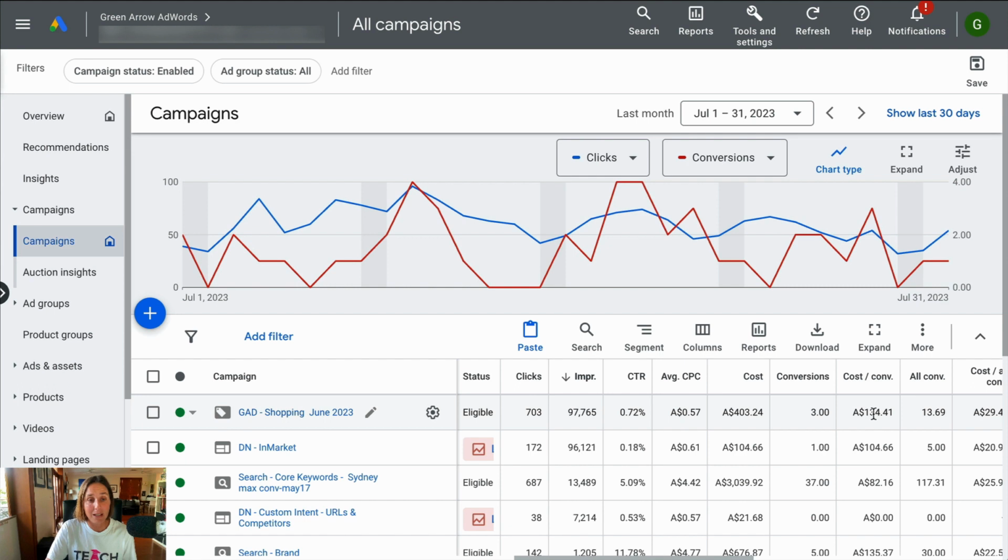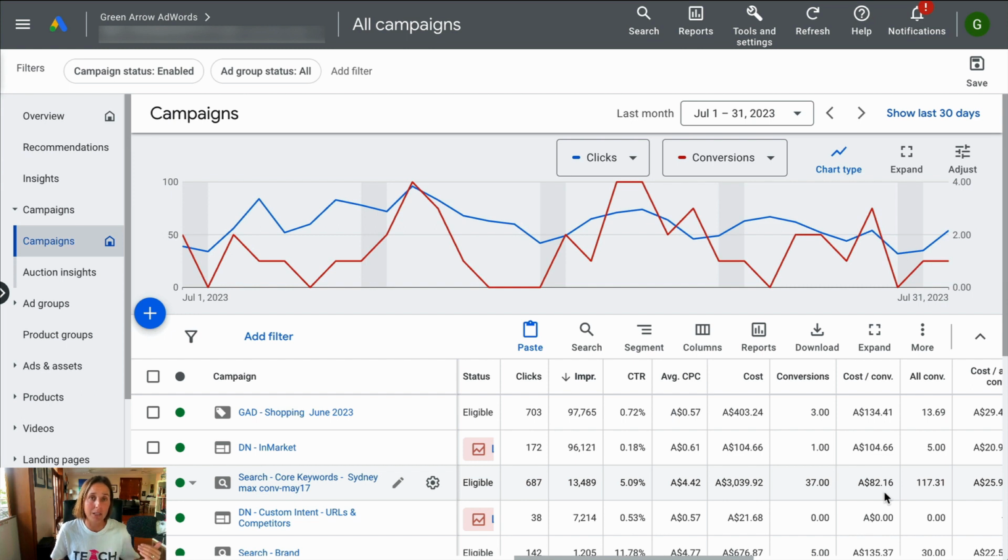So here we can see the cost per conversion for our shopping campaign is $34, versus our display campaign is $104. But here's the interesting point: $82 for our search campaign. So we're getting cheaper leads from our search campaign, even though the cost per click is 4 times or 5 times as high as the other campaigns, which is why that's the most important metric to focus on rather than your CPC.